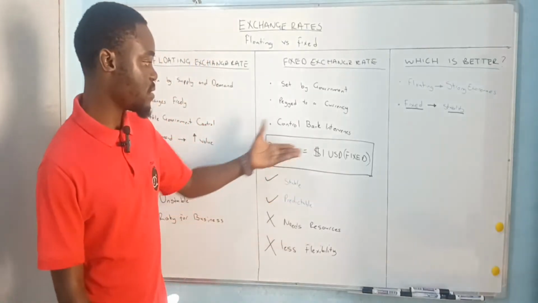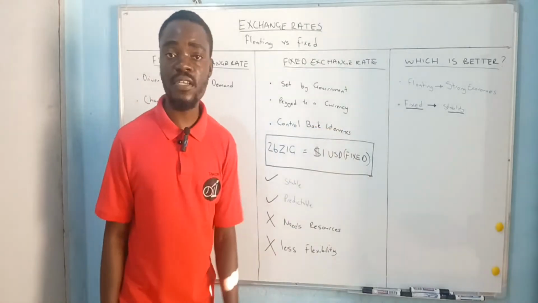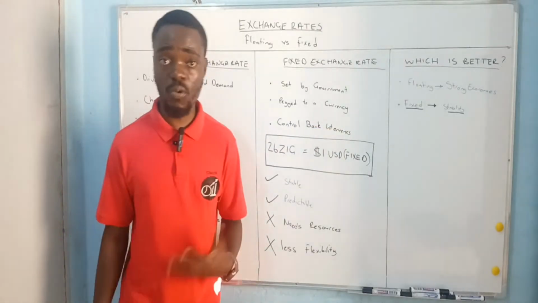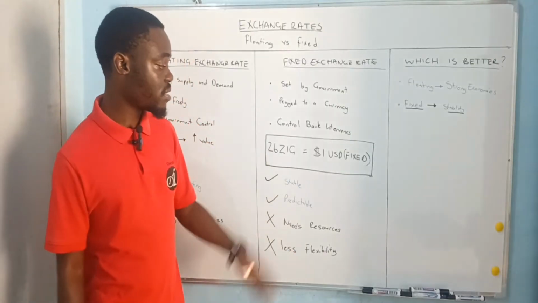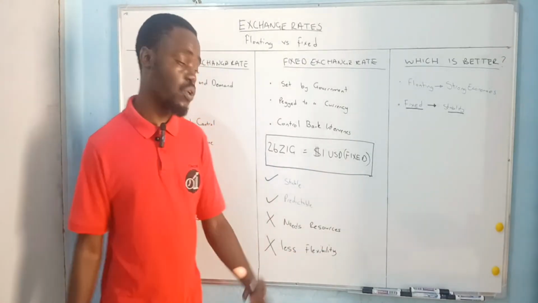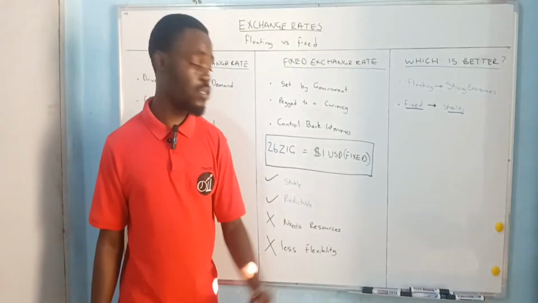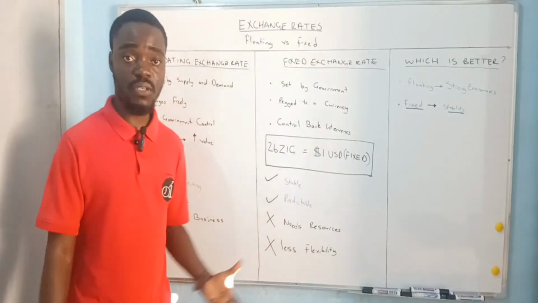So the benefits, as you can see, there's central bank intervention. Usually the central banks of governments are the ones who control the fixed exchange rate. And as you can see right now in Zimbabwe, we have a fixed exchange rate of 26 equivalent to $1 US. This is our fixed exchange rate.